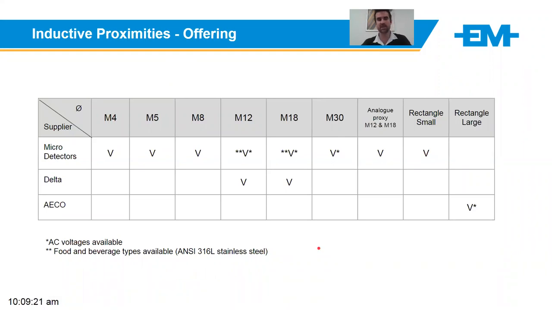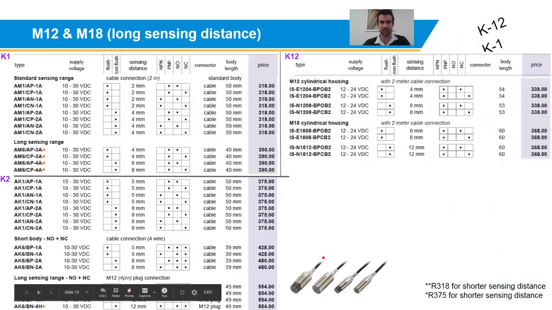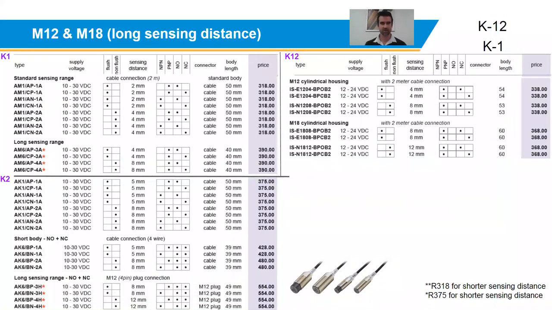So that's our proximity offering, broken down by size. This is one of the occasions where we need to compare across the catalog so that we can choose the correct proxy for the correct application. Sometimes perhaps size is a determining factor, sometimes price is a determining factor. So I just want to highlight these options for you.